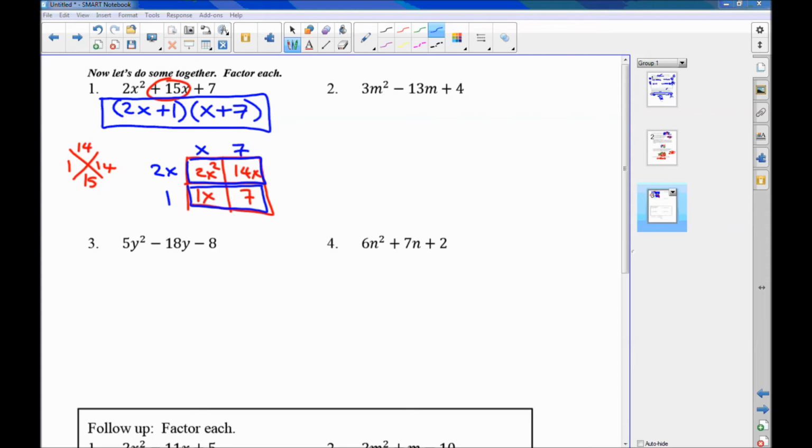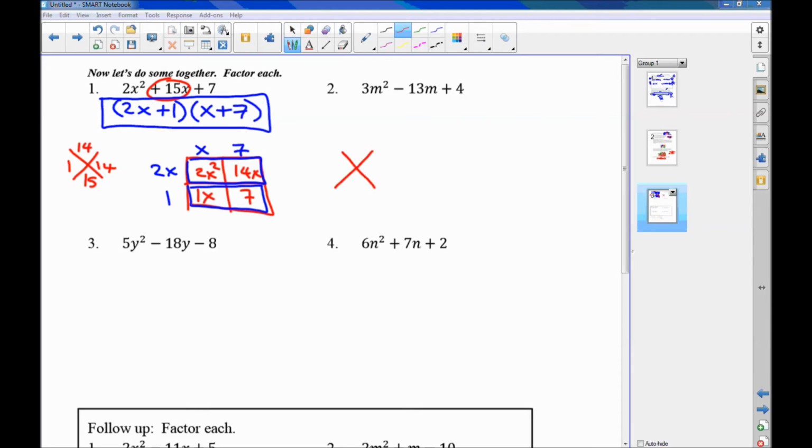Right, and then you should always just FOIL them back together just to make a quick check. So first terms would be 2x squared. Outside would be 14 and inside would be 1. So 14 plus 1 would make 15x. And then our last terms, 1 times 7 would make 7. So we know we did it right. Okay. Number 2, same kind of thing.